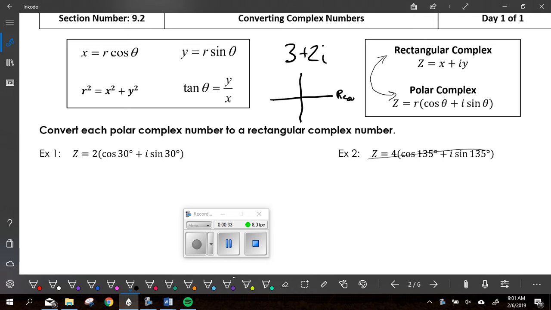This is the real axis. This is the imaginary axis. It's just like graphing x's and y's. You would go right 3. You would go up 2. That is 3 plus 2i. Good. Today we're going to introduce polar complex.